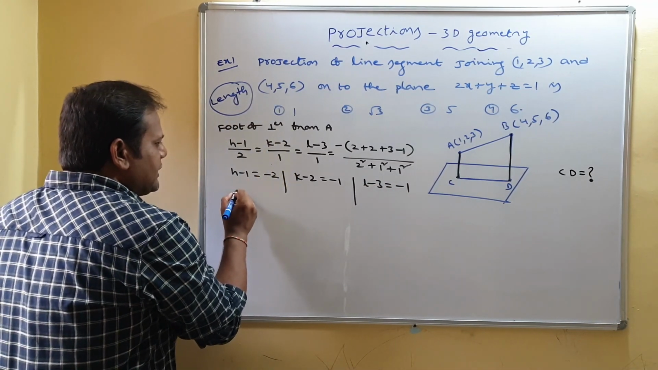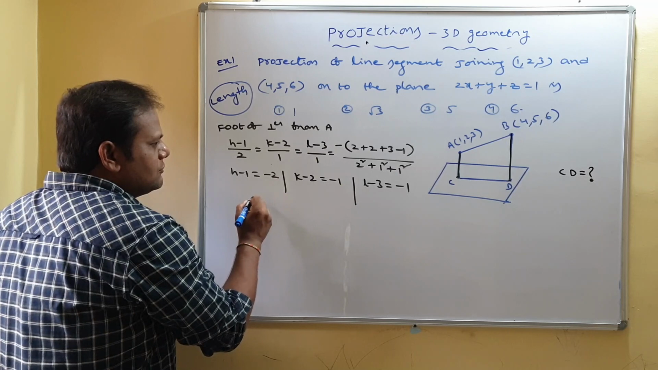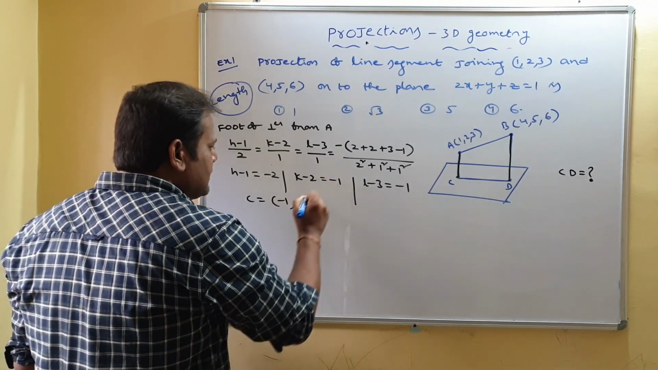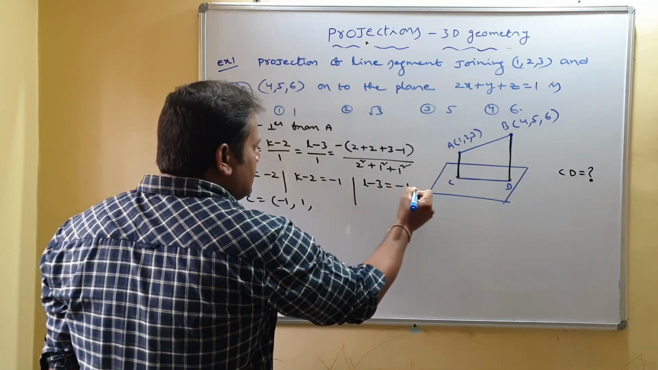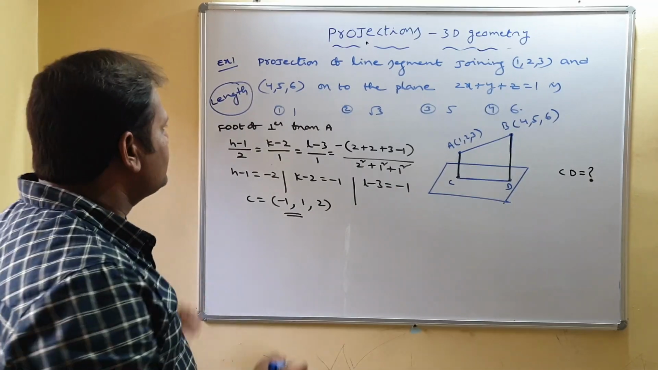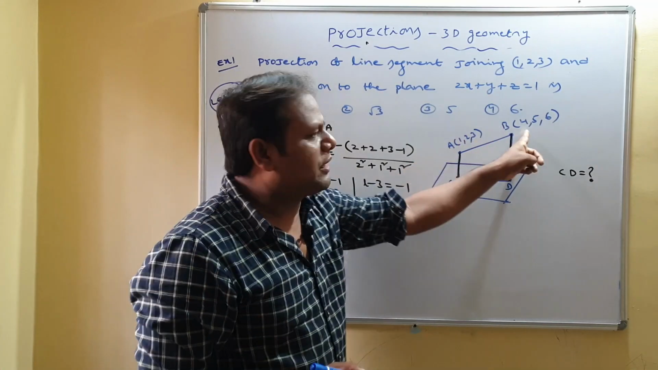Now from this you can get the h, k, l values, that is point C: minus 2 plus 1 is minus 1, minus 1 plus 2 is 1, and here it becomes 2. So we got point C.